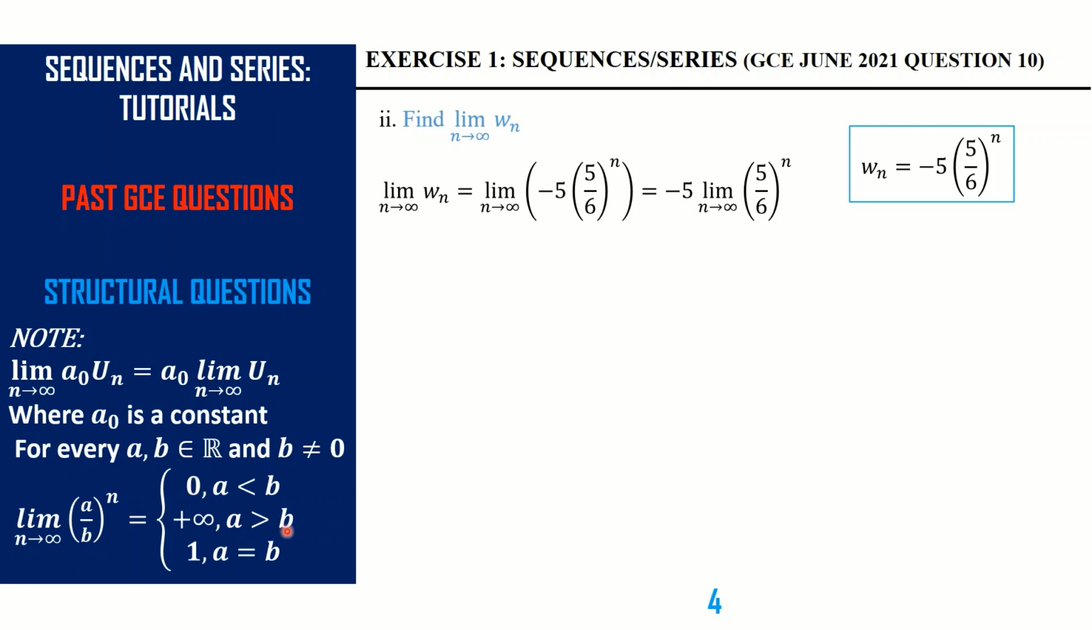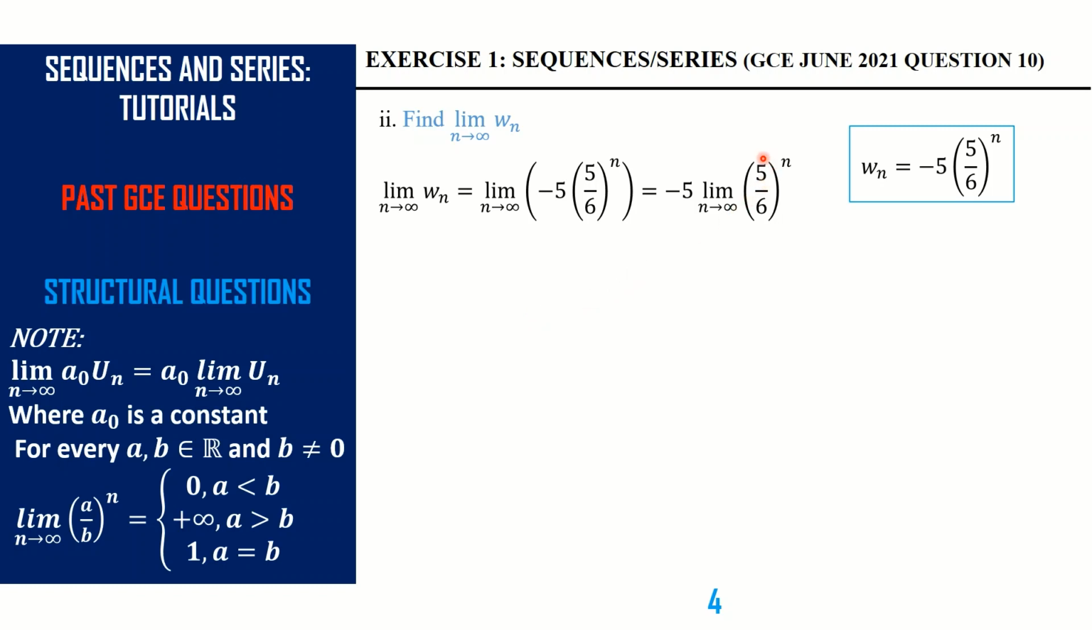Now if a is greater than b, it means that the numerator is greater than the denominator. Then as n tends to infinity, the limit is going to be tending to infinity as well. And if a is equal to b, then a divided by b is equal to 1. So the limit is also going to give us 1. So this is what we are going to use here.